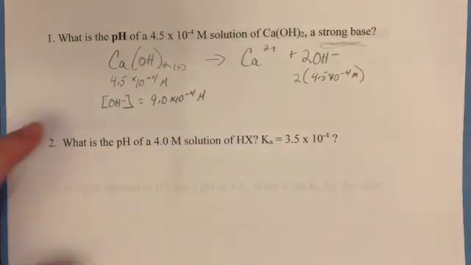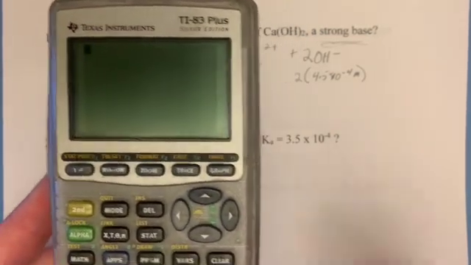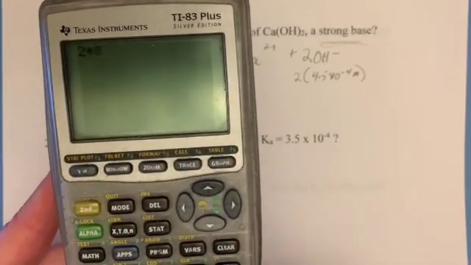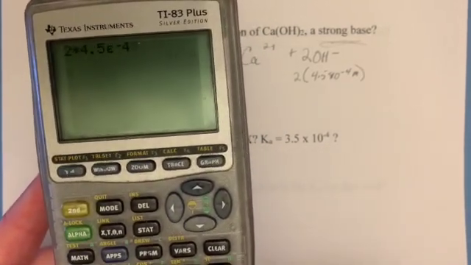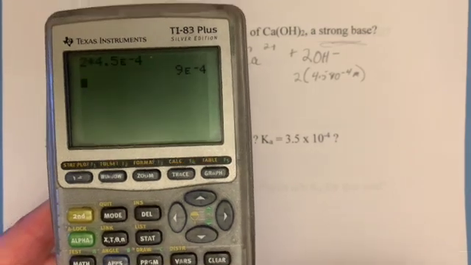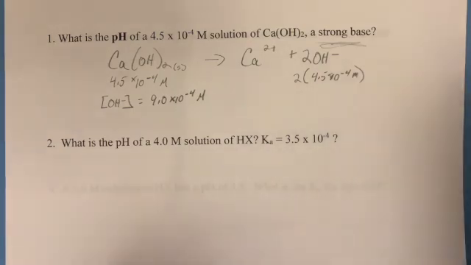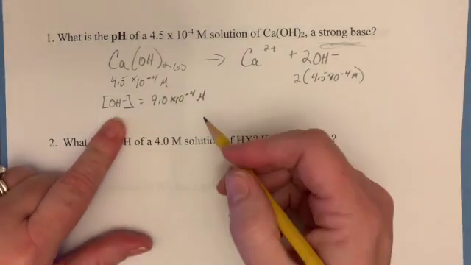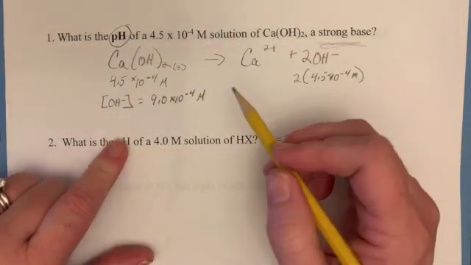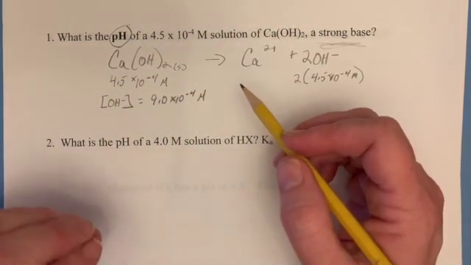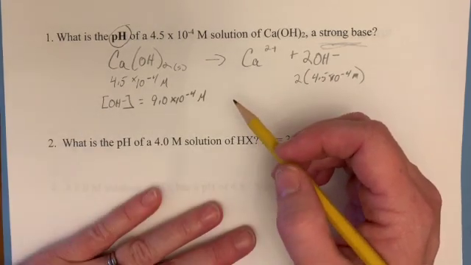Again, with your calculator, hopefully you can see this okay. You're going to go 2 times 4.5 second EE negative 4. And that does give you 9 times 10 to the negative 4th. So great. I've given you the hydroxide ion concentration, but I'm asking for the pH. And that's something you really have to be careful of in this particular unit: making sure you're reading closely what you're looking for.